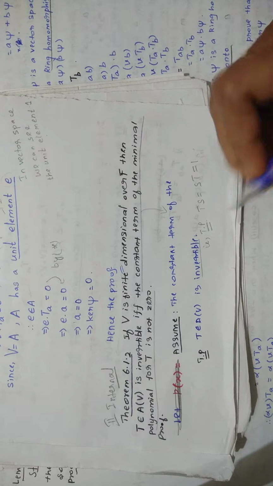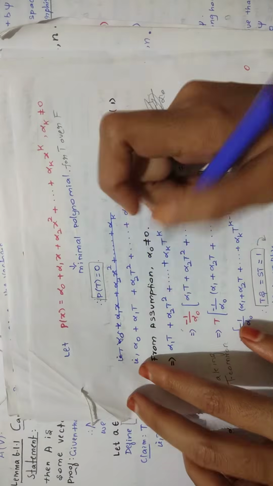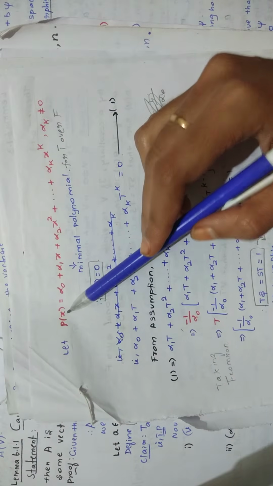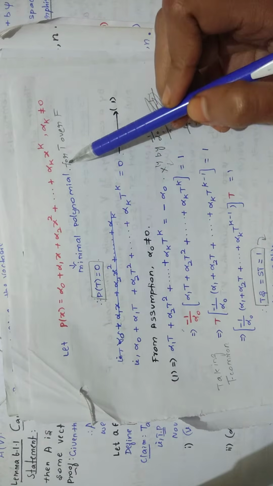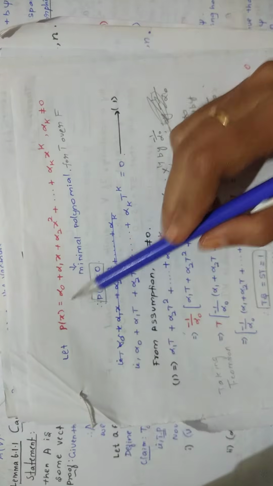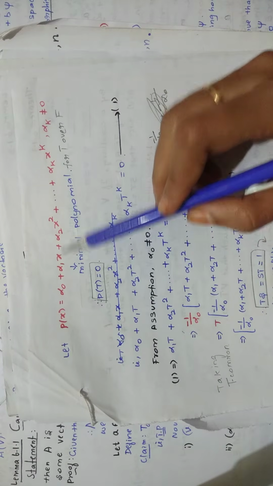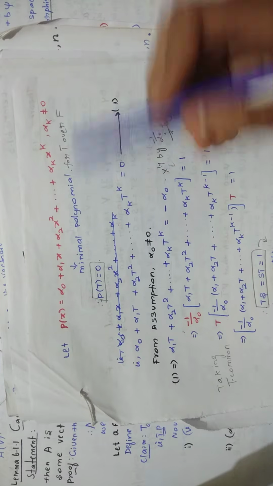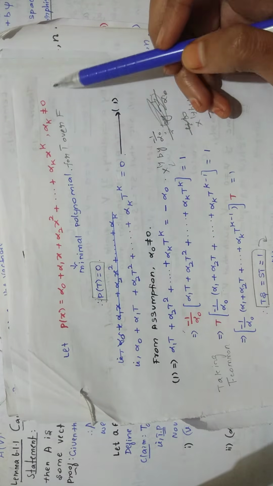So first, to proceed further, you have to take a minimal polynomial. Let the minimal polynomial be denoted as P of x. Let P of x be a minimal polynomial for T over F. This is the sentence you have to write. It is alpha naught plus alpha 1 x plus alpha 2 x squared plus and so on up to alpha k x to the power k. Here alpha k is not equal to 0.